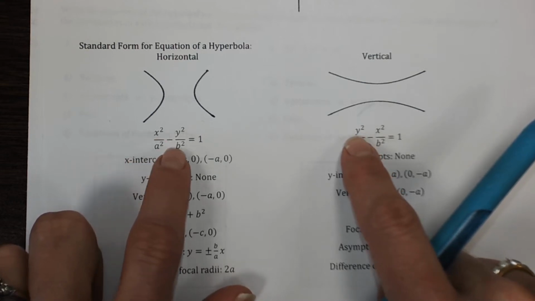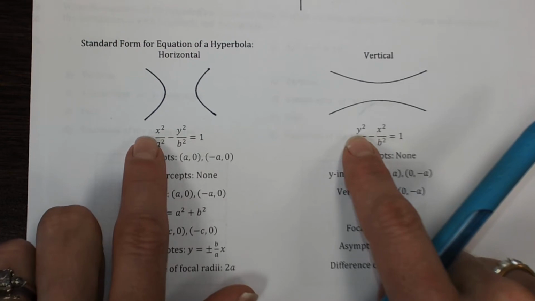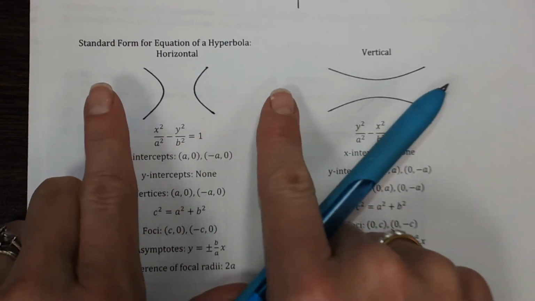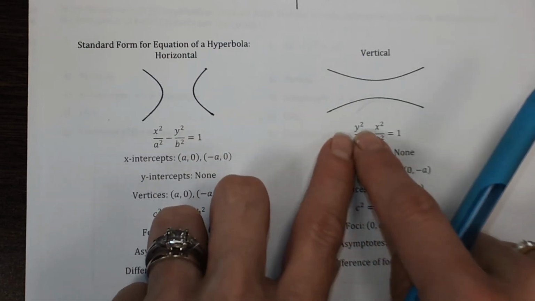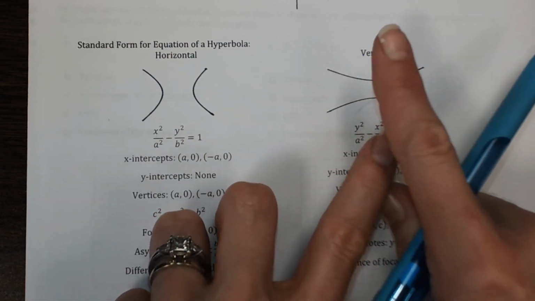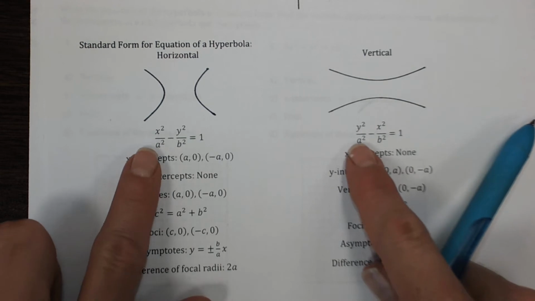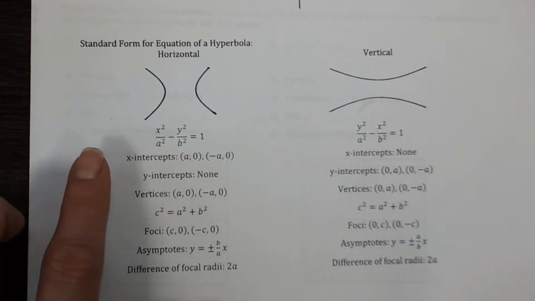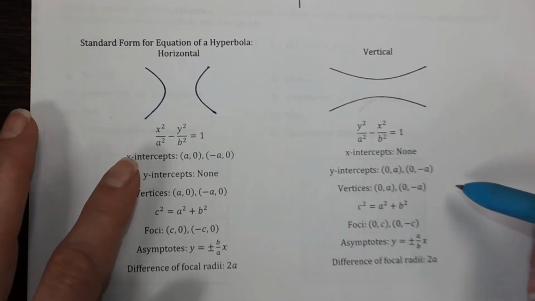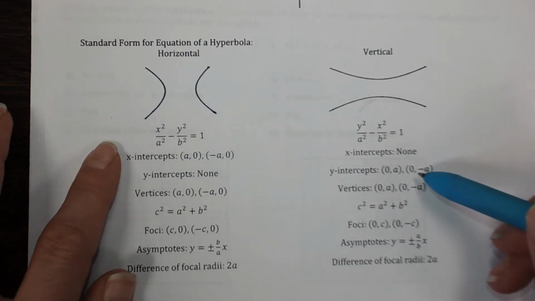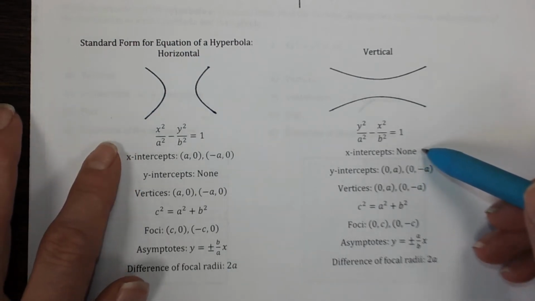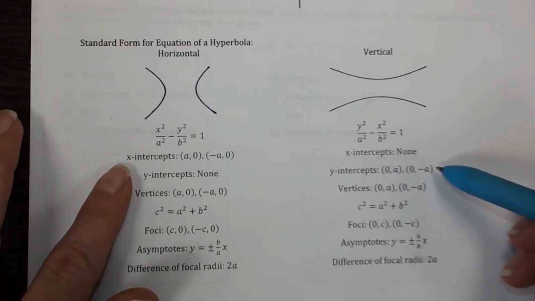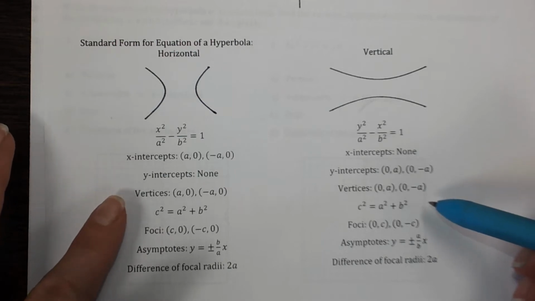So notice you have a subtraction here. If the x squared is the leading variable and it's positive, then you're opening to the right and left. If the y squared is leading, then you're opening up and down. But again, that a squared and b squared, it doesn't matter which one's bigger in this case. Sometimes we have x-intercepts. In the vertical case, we wouldn't have x-intercepts, vice versa for our y-intercepts. So again, we'll walk through these.